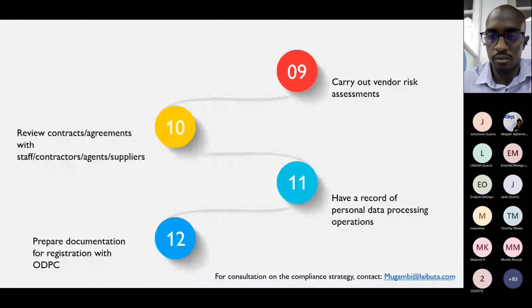Number 10 there, as you're complying in the process, you need to review contracts, agreements of staff, contractors, agents, and suppliers, especially if any of these do process personal data on your behalf. This could be, for example, your agents, insurance, it could be your cloud service providers.